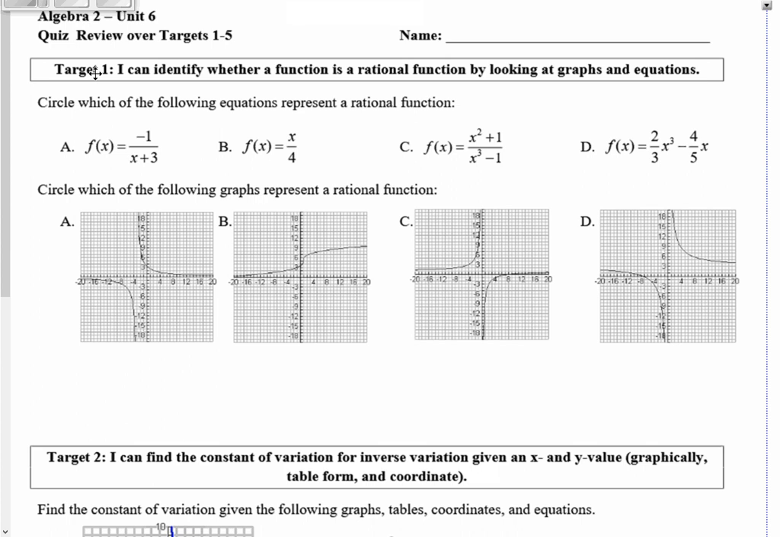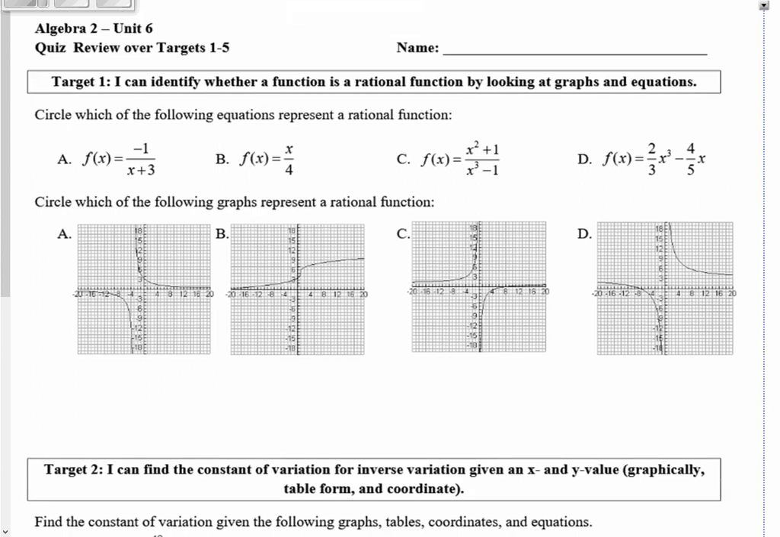Today I'll be going over the quiz review for targets 1 through 5. Target 1, we are working on identifying whether something is a rational equation or whether it is a rational graph. Remember, our rational equations are always in the form of p of x over q of x. So we're looking for a polynomial that could be in the top or in the denominator. But really we need to make sure in our equations we have an x in the denominator.